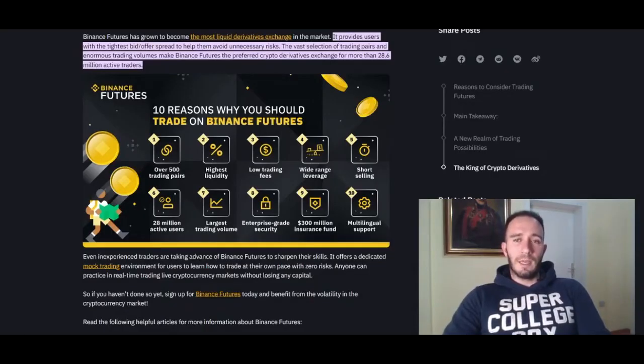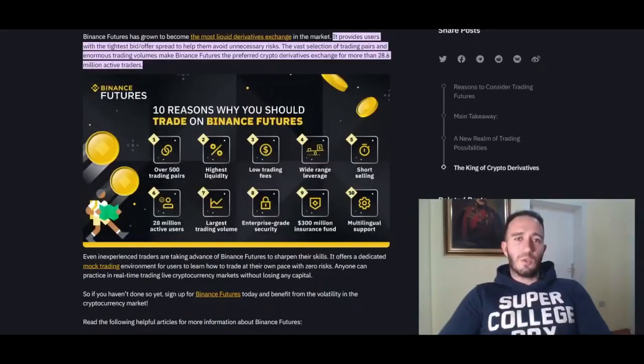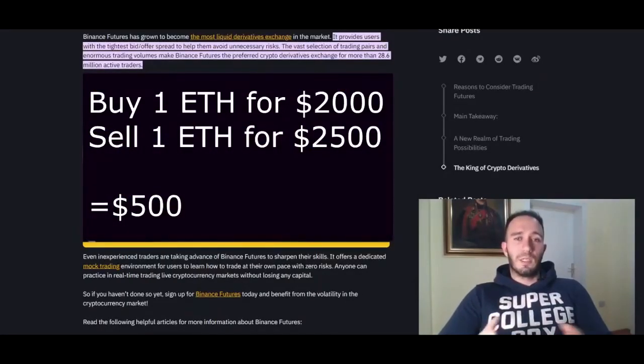So if you only have $100 in your account, you can only afford $100 worth of Bitcoin, which is 0.00 something. To simplify, it means that if you have $100 in your account and use leverage 20 times, you will have a $2,000 buying power. Let's say that you buy one Ethereum when it costs $2,000 and the price goes up to $2,500. You sell at that moment and make $500 profit.